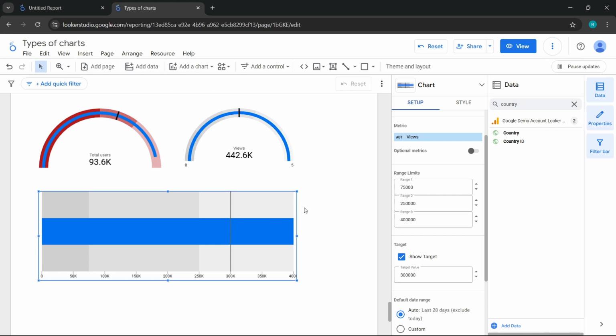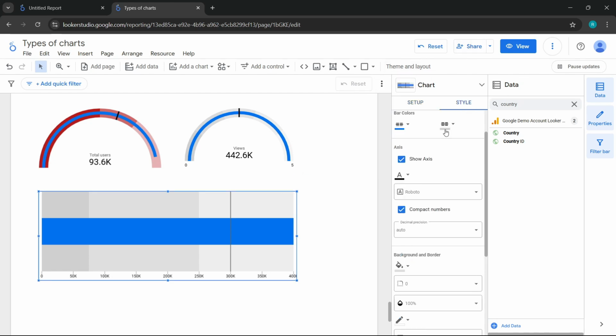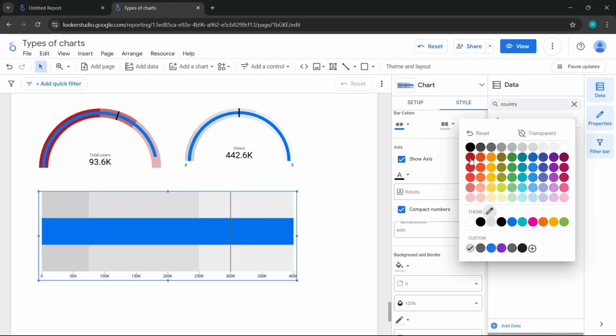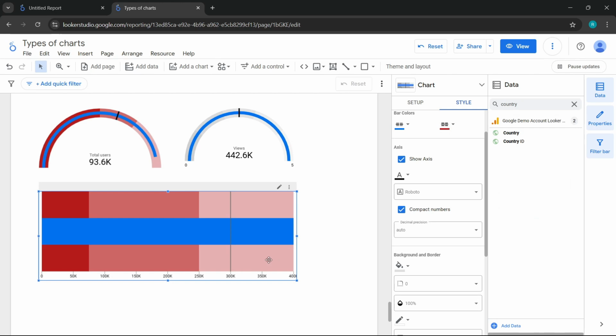This chart, like the others, can be styled. You can change the colors to improve visibility and get a better perspective. However, its fundamental use is to track metrics and compare them to the target and the critical ranges we have defined.